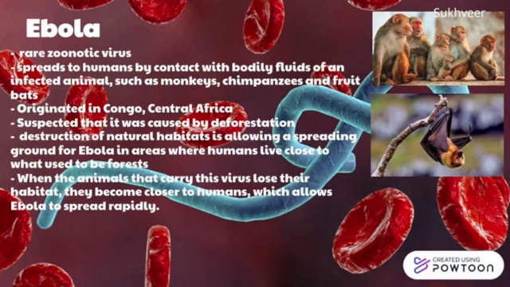It is suspected that the Ebola outbreak, which took place in 2013 to 2015 in West Africa, was caused by deforestation. The destruction of natural habitats is allowing a spreading ground for Ebola in areas where humans live close to what used to be forest. When animals that carry this virus lose their habitat, they become closer to humans, which allows Ebola to spread rapidly.